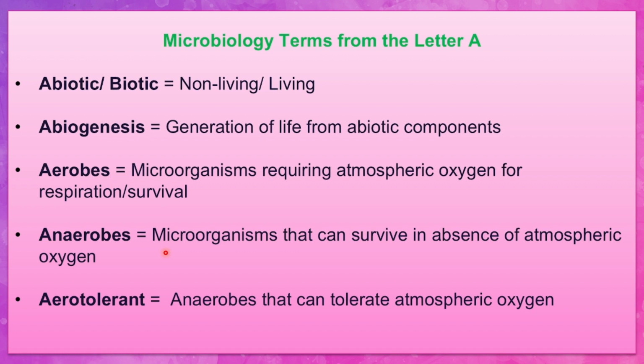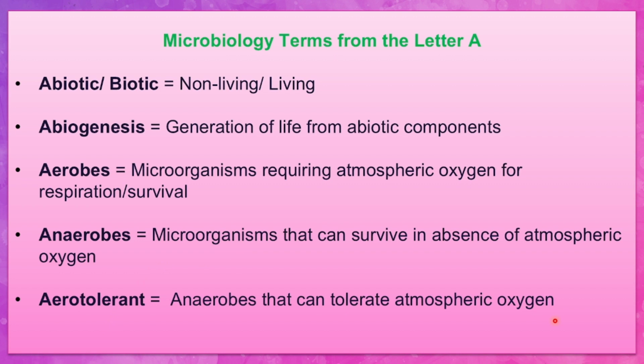Anaerobes. Anaerobes are those bacteria, those microorganisms that can survive in the absence of atmospheric oxygen. So if molecular oxygen or atmospheric oxygen is not available, the anaerobes can survive or can grow. For example, Clostridium bacteria, Clostridium tetani, Clostridium perfringens. So there are some other types of bacteria that can grow or survive without oxygen.